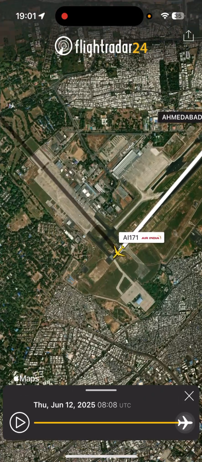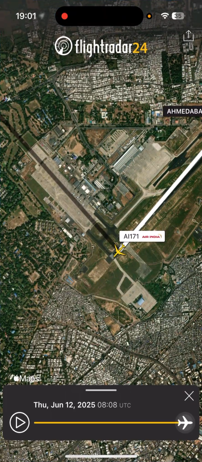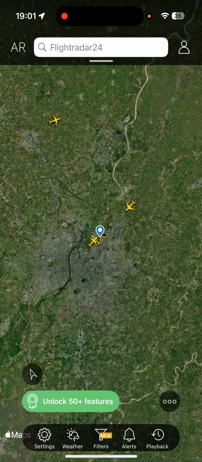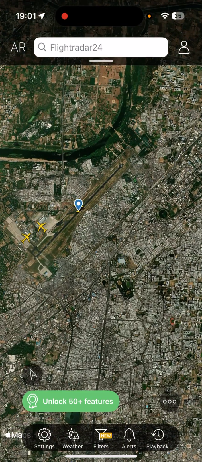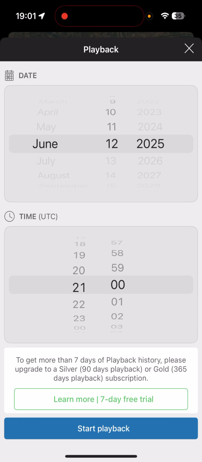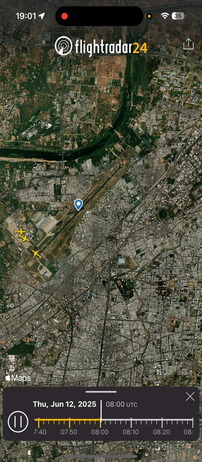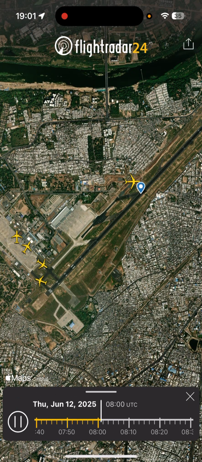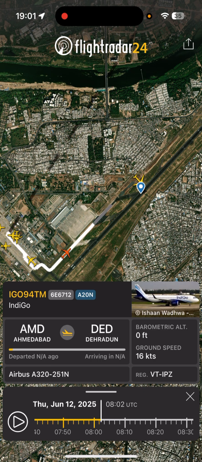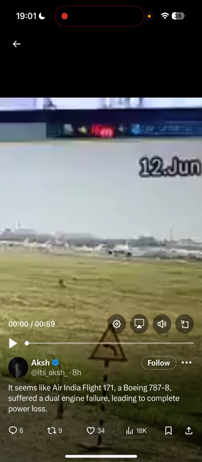Now, again, here's the plane. And if I look at the airport playback, this happened at 8 a.m. UTC, 1:10 local time. If I go to playback, we go to June 12th at 8 a.m. UTC, start playback, right here. So here's the plane. Now, keep an eye out. Here's the other plane, the A320neo. This is the plane right here.